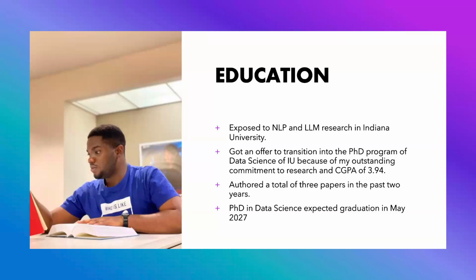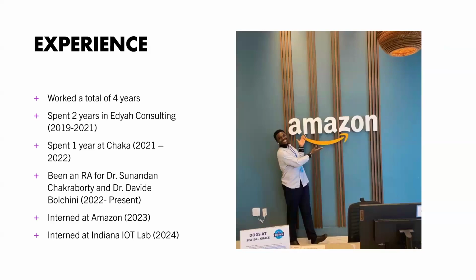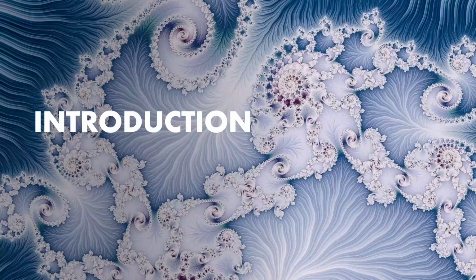Right now, I transitioned to the data science PhD and expected to graduate May 2027. Work experience, I worked in Amazon, I worked in like Indiana IoT. Those are places that I've worked here in the US. So that's just like a brief about me. So let's go directly into the talk.